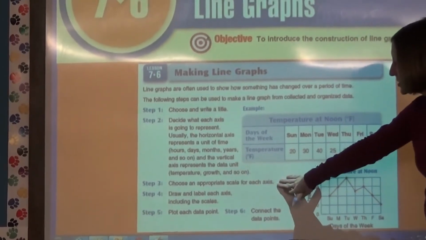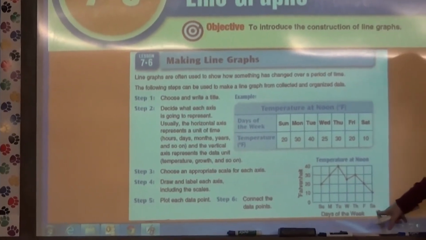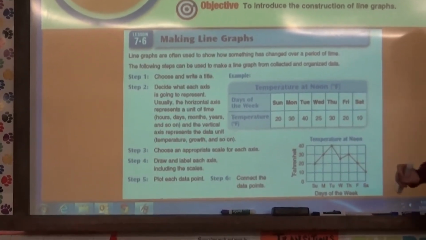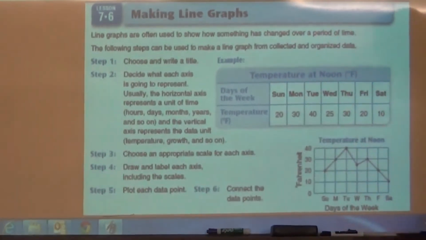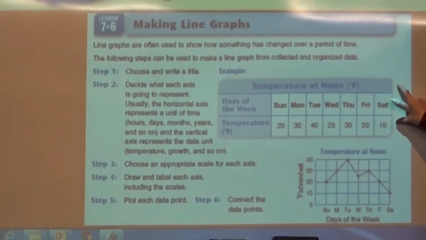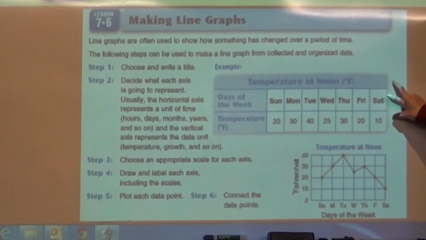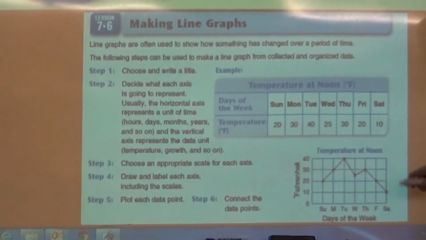You need to choose an appropriate scale. Are you going to count by tens? Are you going to do days of the week? How are you going to label each axis? And so then you'll want to draw and label them and include those scales, and then plot your points using whatever data piece you're graphing, and then connect the points so that we can see some trends in the data.